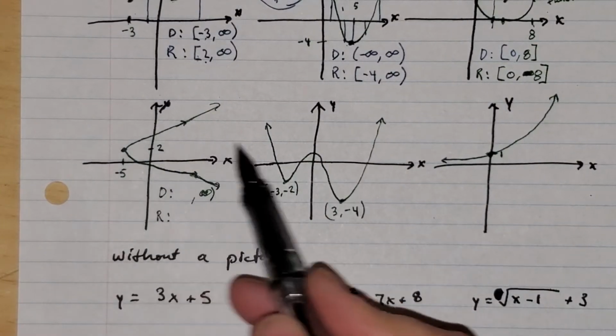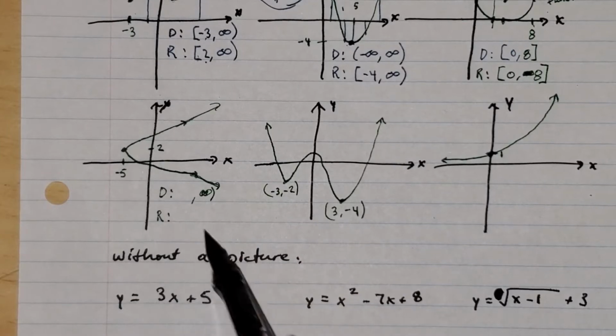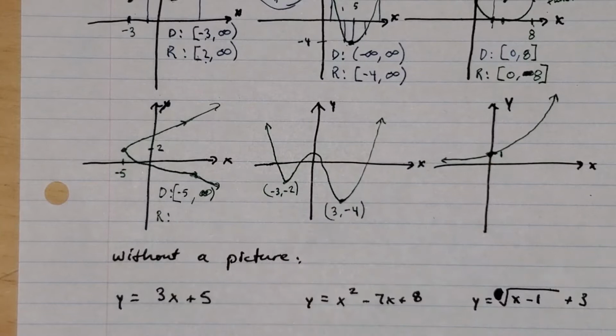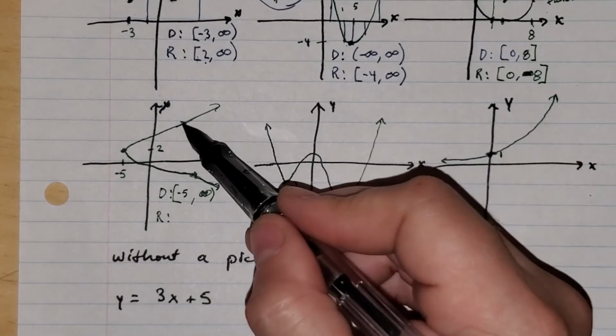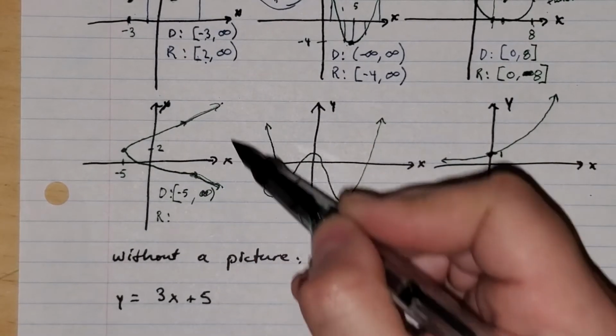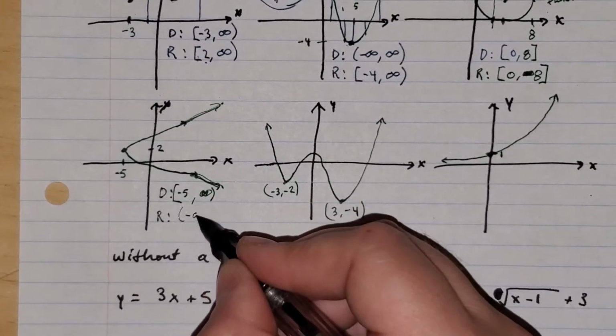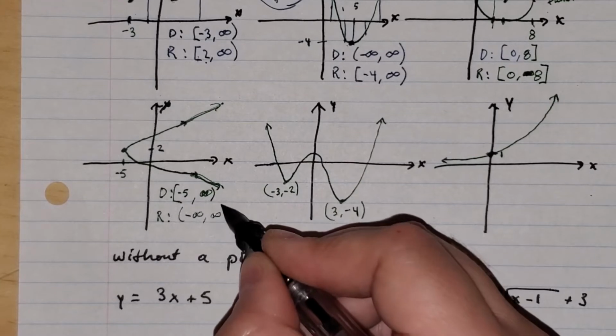But the furthest left point, the leftmost point, will be -5. So we put -5 to infinity. How about the range? Well, it goes up and to the right, it goes down and to the right. It's going to keep going up forever, it's going to keep going down forever. So the range will be -infinity to infinity.